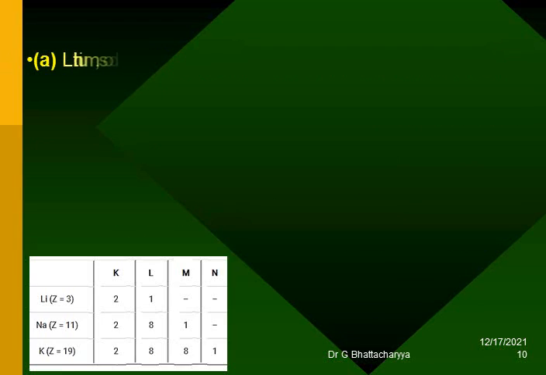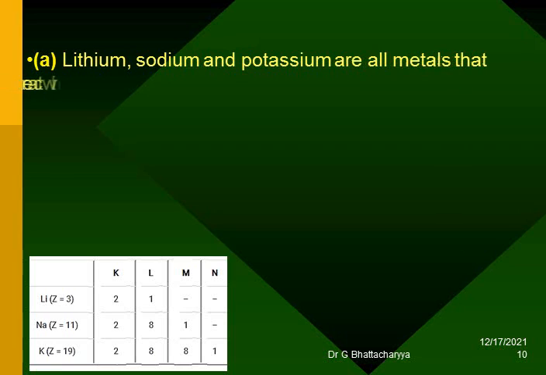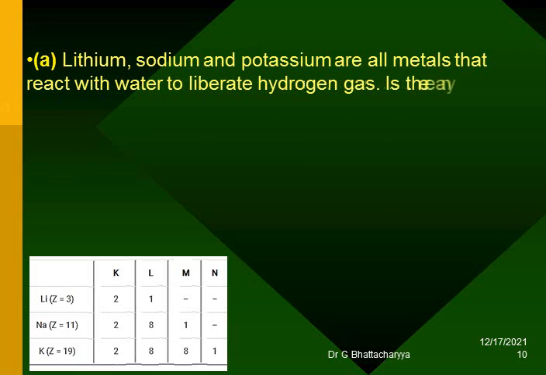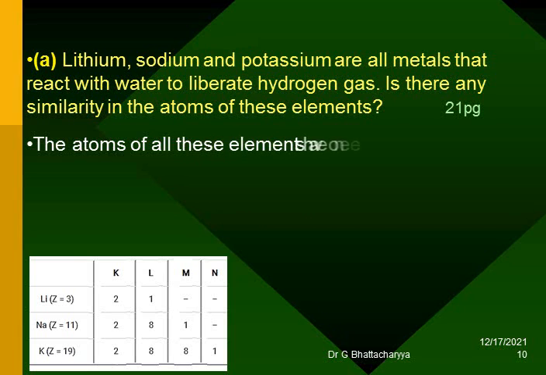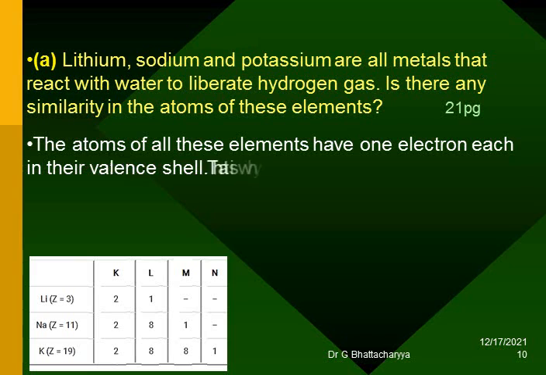Lithium, sodium and potassium are all metals that react with water to liberate hydrogen gas. Is there any similarity in the atoms of these elements? The atoms of all these elements have 1 electron each in their valence shell. That is why these elements are placed in the group 1 known as alkali metal group.